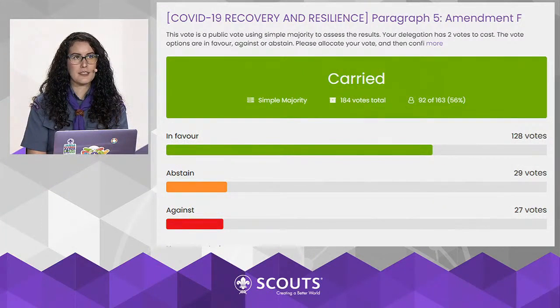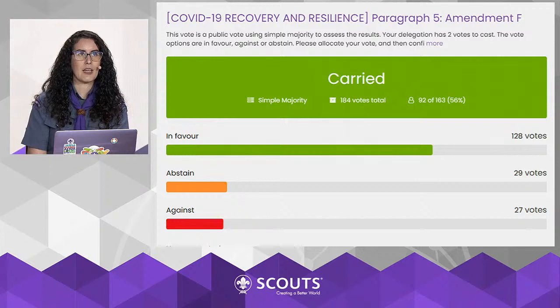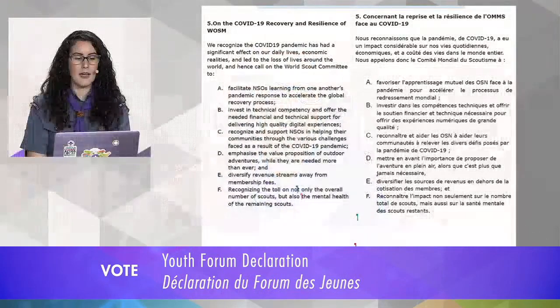With 128 votes in favor, 29 abstentions, and 27 votes against, this amendment is carried. Thank you, delegations. We will now move to the vote on the proposal as amended. So we're going to vote now on paragraph number 5 with the incorporation of the corresponding amendments that you just voted.